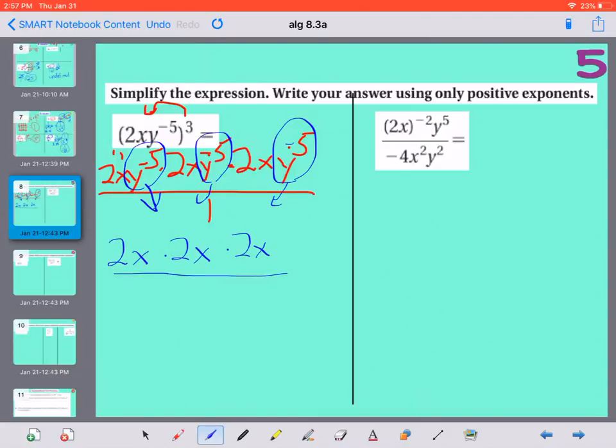all over y to the 5th, y to the 5th, and y to the 5th. So what this is saying is that we have 2 times 2 times 2, well that's 8. We have x times x times x, so that's 3 x's, so x to the third, over, we have y to the 5th, y to the 5th, y to the 5th. This is saying we have 5 y's in each of these, so it would be y to the 15th power.